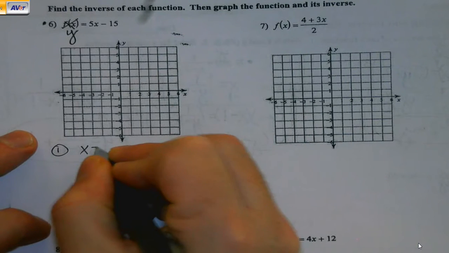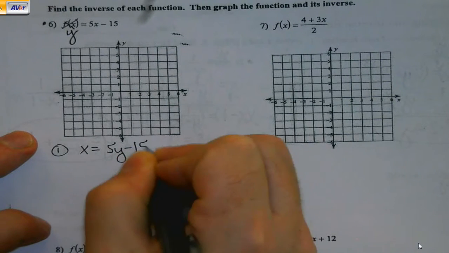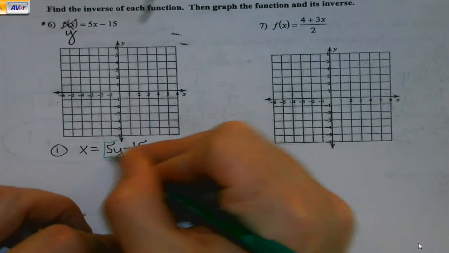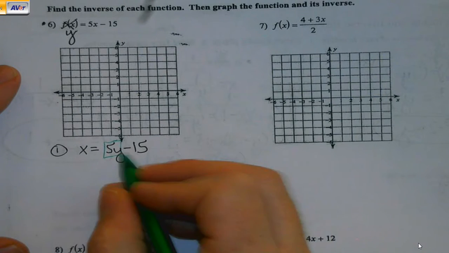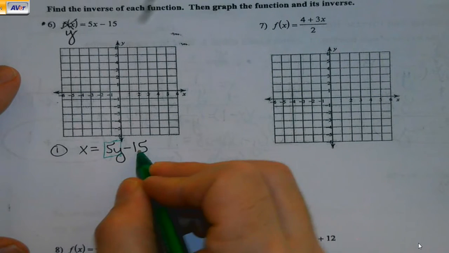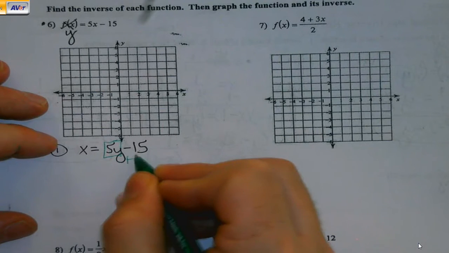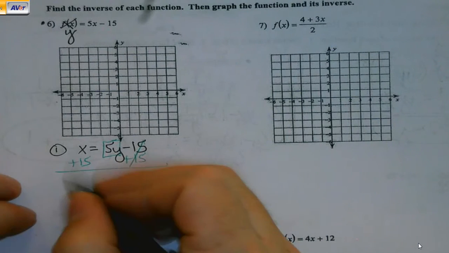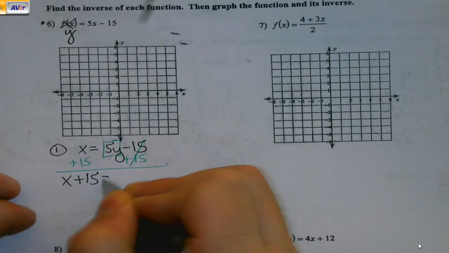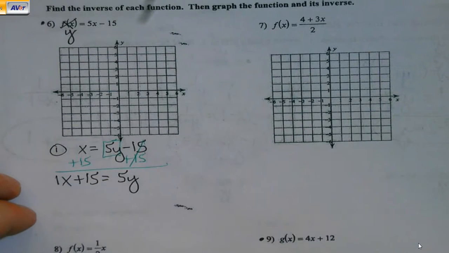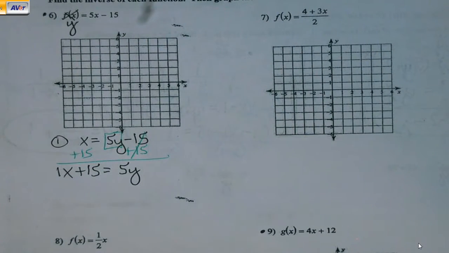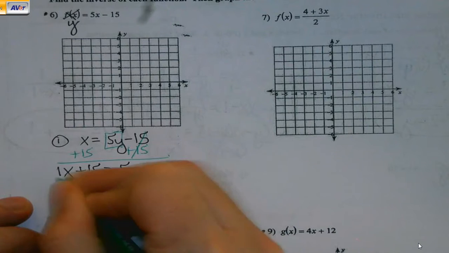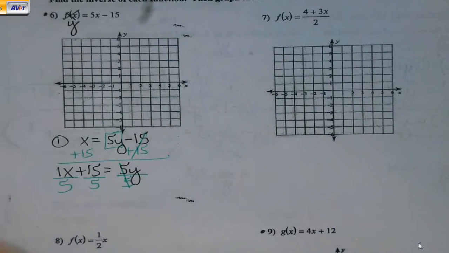So I'm going to switch my x and y. And I'm going to work on solving for y. And it's a lot easier this time with this one. Get my y term isolated. What's outside the box? The minus 15. I've got to do the opposite. And so once I get that done, my last step is going to be to divide all of my terms by 5 to get y alone.